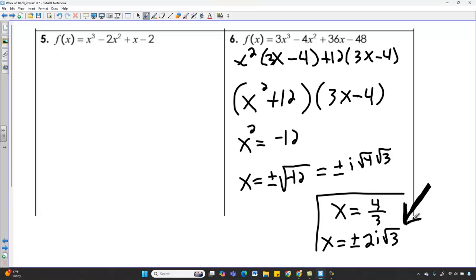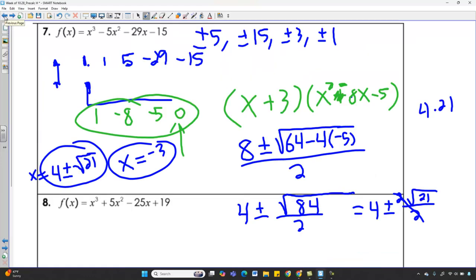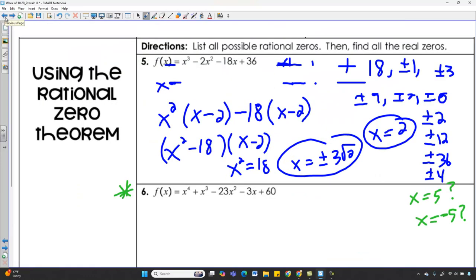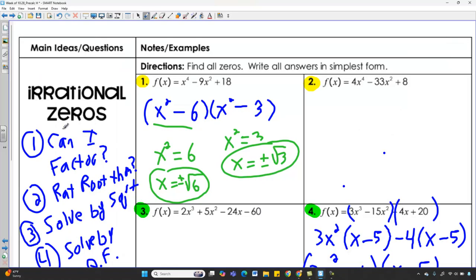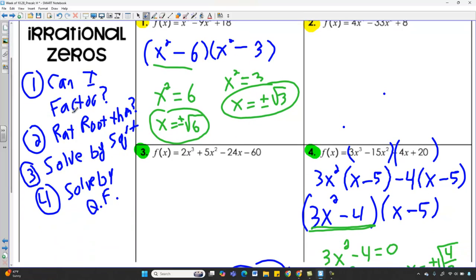So our options are factor, which it seemed like that happened a lot today. Use the rational root theorem, the rational zero theorem, I guess. And then if you don't get either, one of those top two should probably work, I think 99% of the time. I don't want to say it every time, but if you can't factor it, you can probably use the rational root theorem. If you can't use the rational root theorem, you could probably factor it. And so anything you can factor, you could use the rational root on. So that's kind of helpful.